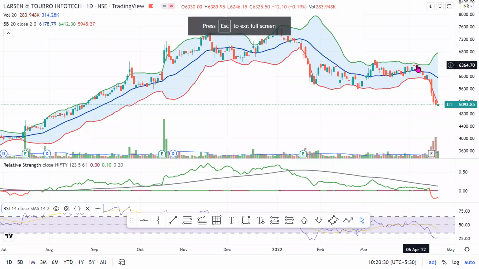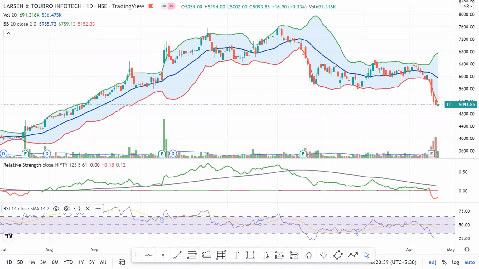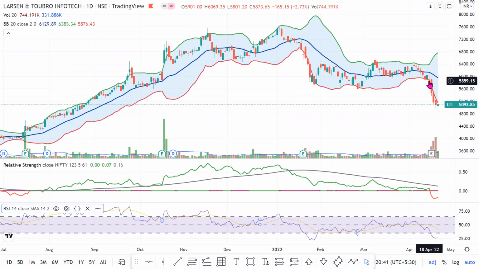From here, it has come down. At this level, when it is touching the Bollinger Band, if you are a trader kind of person, you can sell. RS is also down and it has gone below 65. Now it is below the 50 line. Definitely it is a sell. It goes down. Now it has come down to a level of 26.47 something. Here you can read that 26 something.